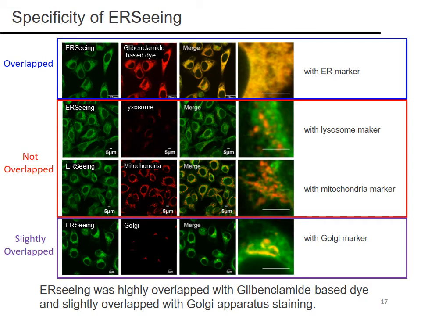This data shows the specificity of ER-Seeing. HeLa cells were treated with ER-Seeing and organelle markers for ER, lysosome, mitochondria, and Golgi. ER-Seeing is highly overlapped with the glibenclamide-based dye, but does not correlate with the lysosome and mitochondria markers. On the other hand, ER-Seeing is slightly overlapped with the Golgi staining. So why does ER-Seeing slightly overlap with the Golgi marker?